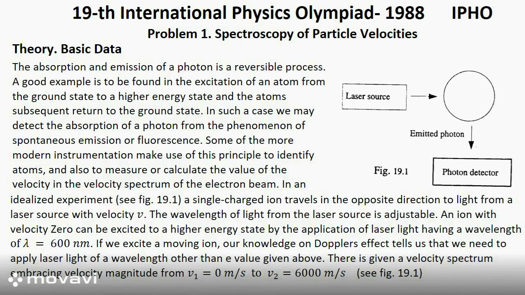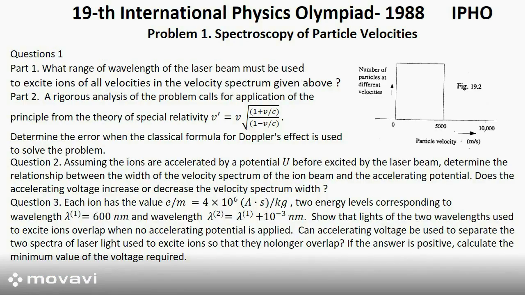If we excite a moving ion, our knowledge of Doppler's effect tells us that we need to apply laser light of a wavelength other than the value given above. There is given a velocity spectrum embracing velocity magnitude from v1 equals 0 m/s to v2 equals 6000 m/s. See figure 19.1. Questions. 1.